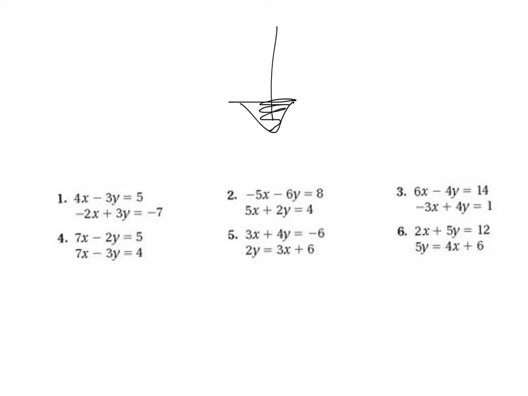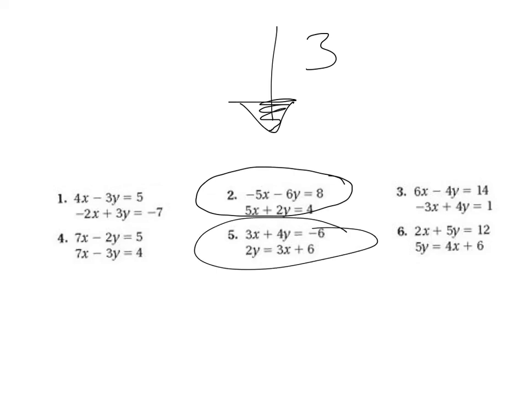Any 3. Changed it. 3. Do 3 of these. And maybe do different types. Like this is a different type than this. And these might be different types as well. So maybe try like 2, 4, and 5.